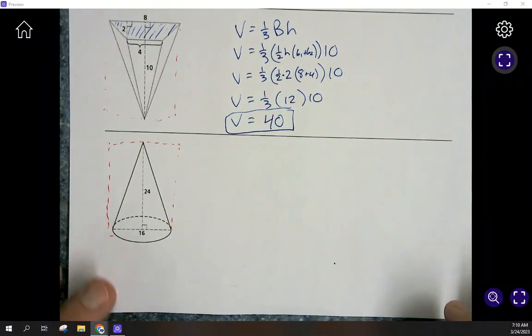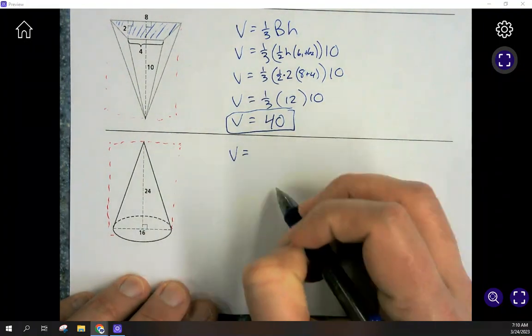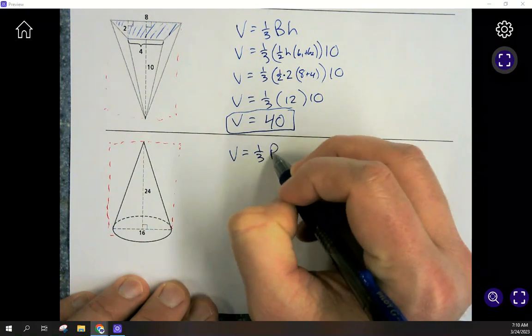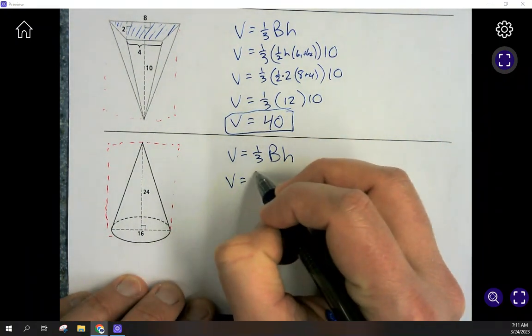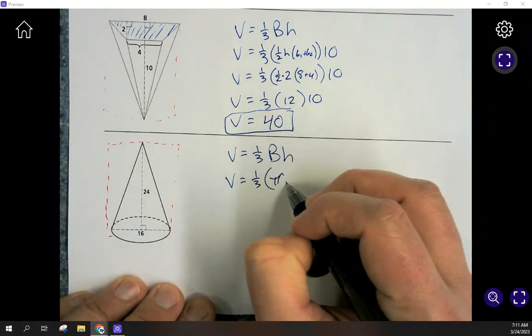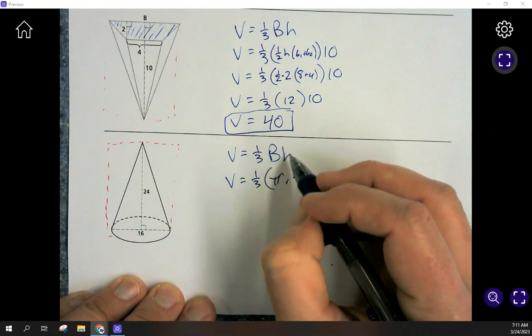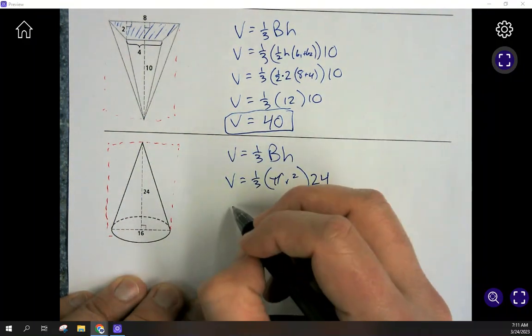All right, and then the last one here, a cone. So the base is a circle, still the same process. 1/3 area of the base times the height of the three-dimensional shape. So the area of the base here is pi r squared. The height of the shape is 24.